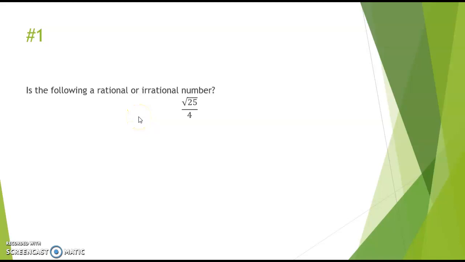Remember, when you want to figure out if a number is rational or irrational, you first need to look at if you can simplify your square root. So here we've got the square root of 25. If you need to use a calculator, go ahead and do so. I know that the square root of 25 is 5, so I'm just going to simplify this.